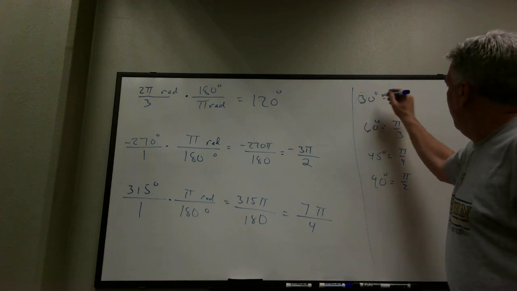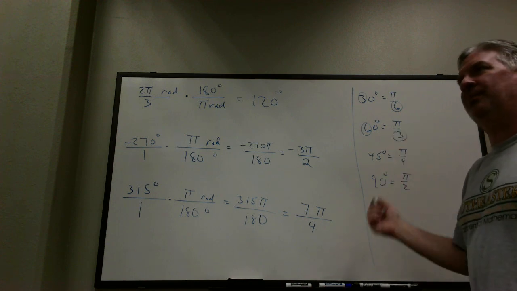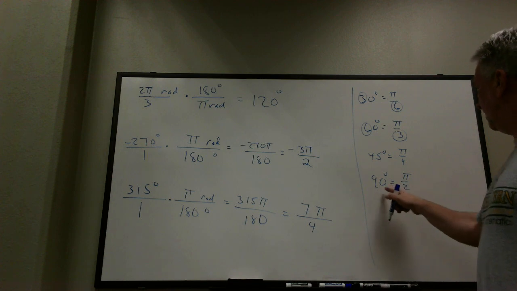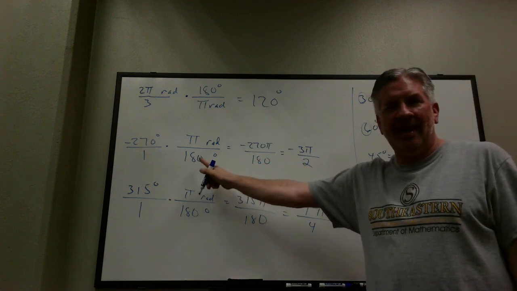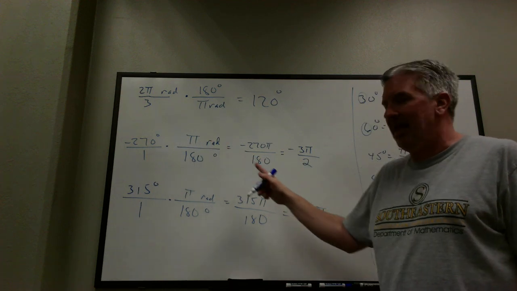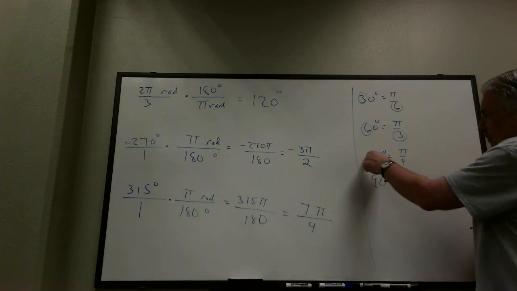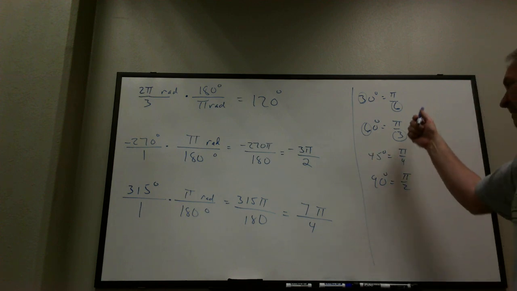So notice there's a 3 and a 6 in both of those. 60 degrees is pi over 3, 30 degrees is pi over 6. There's a 6 and a 3. 45 degrees is pi over 4, and 90 degrees is pi over 2. It makes sense, right? Pi radians was 180 degrees. Half of 180 is 90, so half of pi would be pi over 2. And then notice half of 90 is 45, so half of pi over 2 is going to give you pi over 4. But again, you may just want to memorize those.